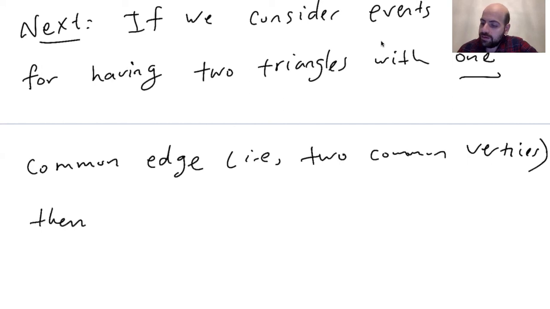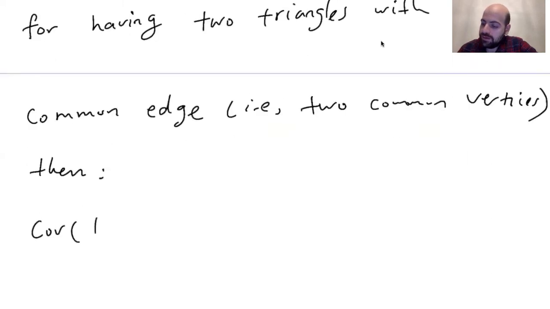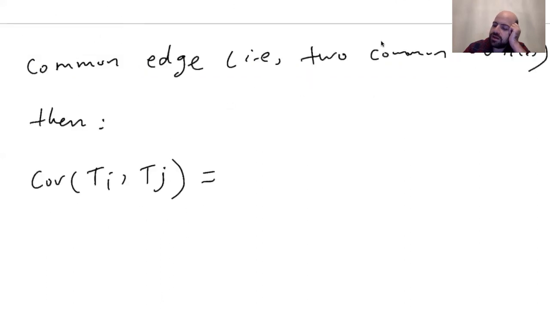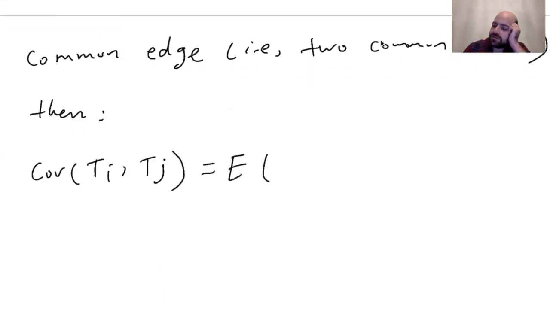Then covariance Ti, Tj. Okay, let's see how we can find an upper bound for covariance Ti and Tj. In this case, what do I mean by in this case? In the case where Ti and Tj are indicator random variables corresponding to Ai and Aj, which are the events of having triangles with one common edge, which means two common vertices. So in this case, covariance Ti, Tj, by definition is expected value Ti Tj minus expected value Ti times expected value Tj.